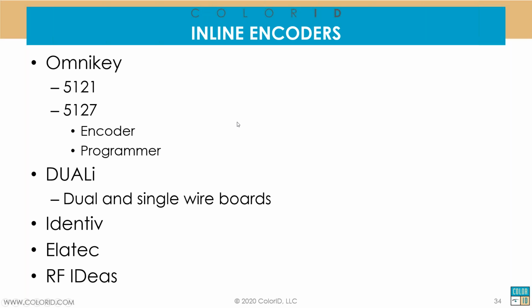So inline encoders are available for a variety of printers. OmniKey, which is an HID company, but other companies build OmniKey readers into their printers, the 5121, and that's a contactless reader, usually used in contactless mode. The newer version, 5127, is available in 2 different configurations, and if you talk to some of the software companies, they'll go, oh, that 5127, that's kind of squirrely. And the problem there is because sometimes they're confused.